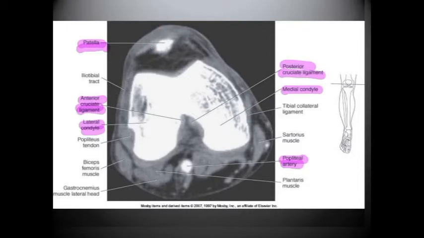So this image is almost identical to what we've seen. Here is the patella coming in. We have the patellar surface of the femur. We have the intercondylar notch. We have the medial condyle and the lateral condyle. We have the popliteal artery.